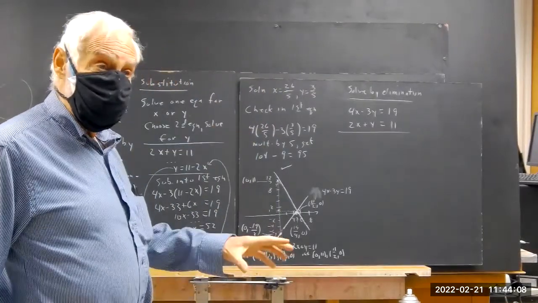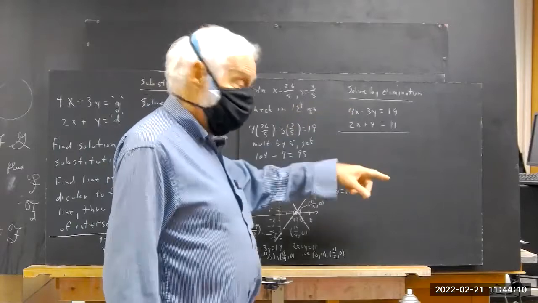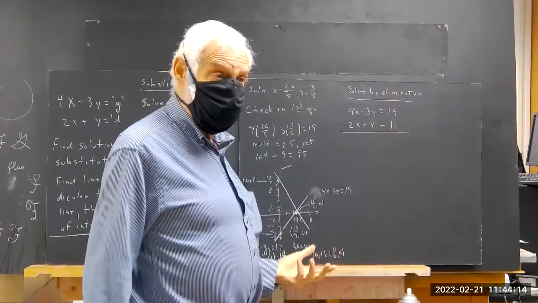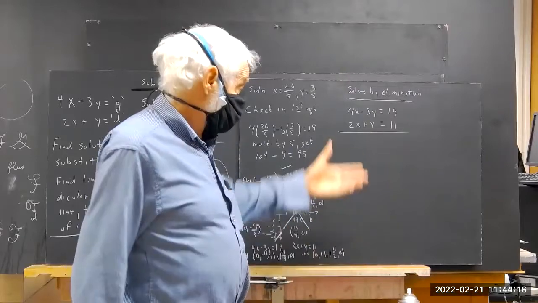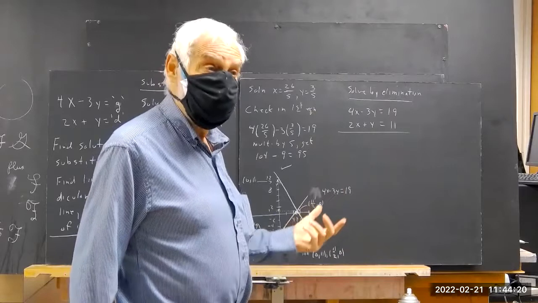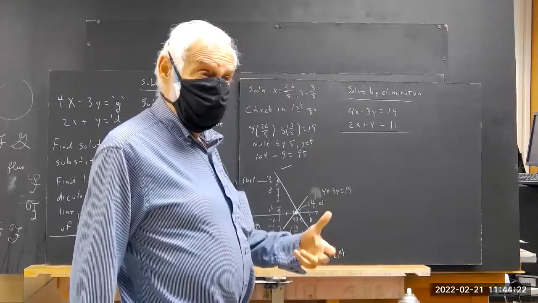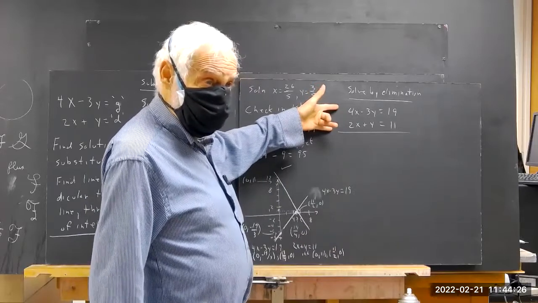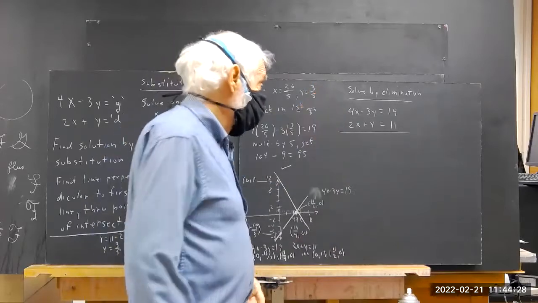It's a slicker way than substitution. Now, substitution is important because if the equations aren't linear, if you have an x squared or 3 over y or something like that, elimination isn't going to work. You have to use substitution, which is why we learn it. But when you have linear equations, which is what we have here, this is kind of slick.